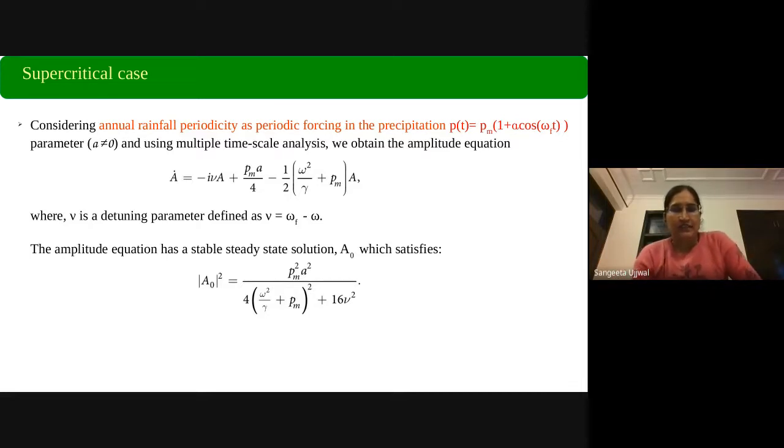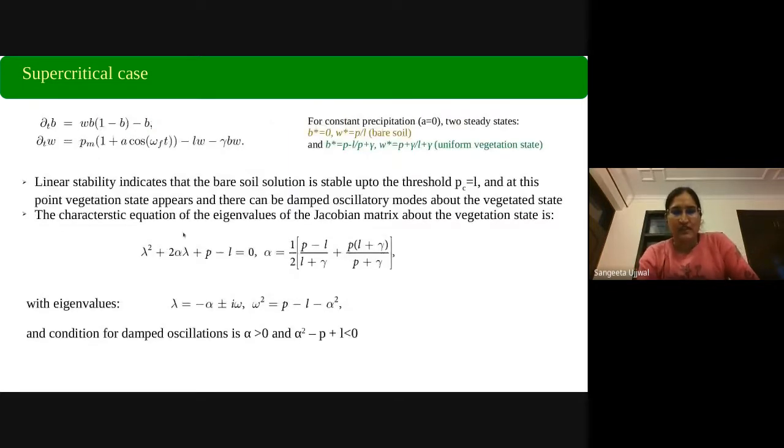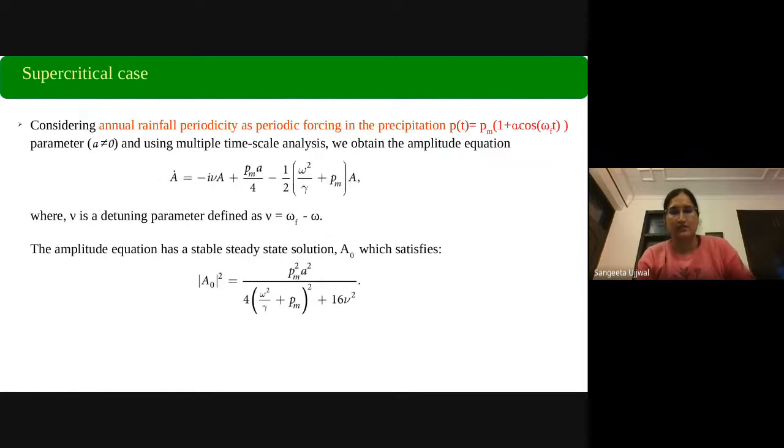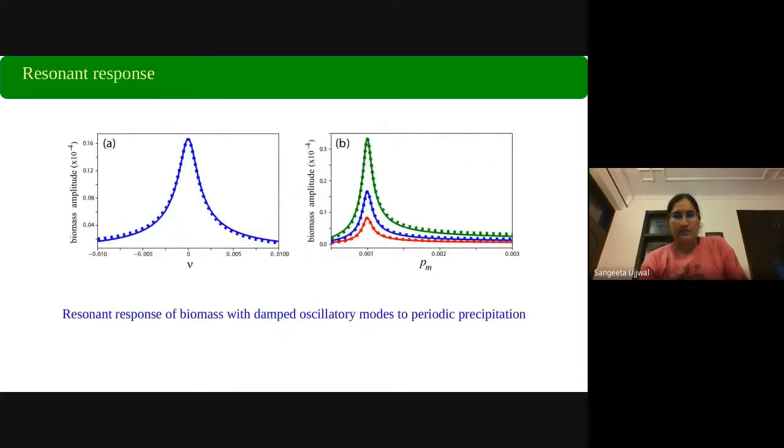These damped oscillatory modes that we have just seen are present in the system when there is no external forcing. But when we apply the forcing, these damped oscillatory modes get enhanced, they get pumped, and we have persistent oscillations in the system, and we can study the amplitude of the oscillation.